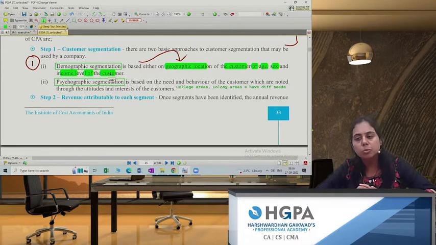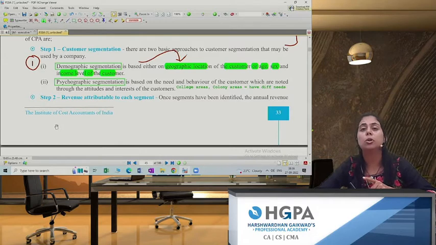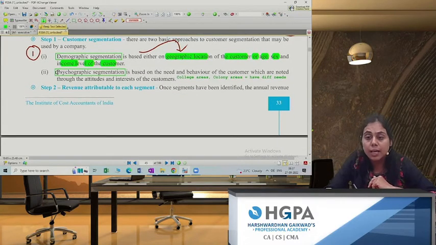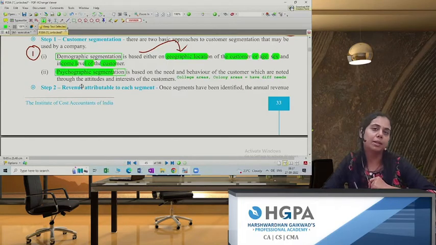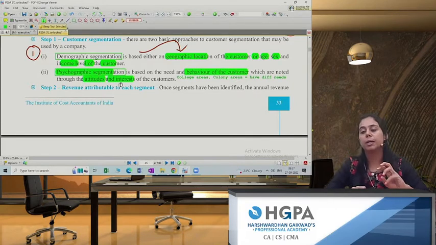Okay? So, the first point is the demographic segmentation, that is, it is based on the geography or it is dependent on the people's age, sex and the income. And then comes in the psychographic segment, that is the psychological segment, that is, it is dependent upon the behavior of the customer, it is dependent upon the attitude of the customer, or it is dependent upon the interest.